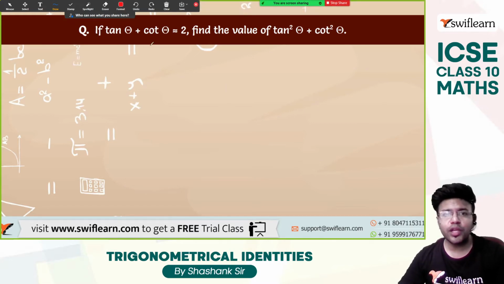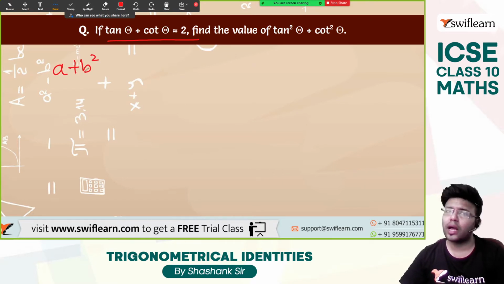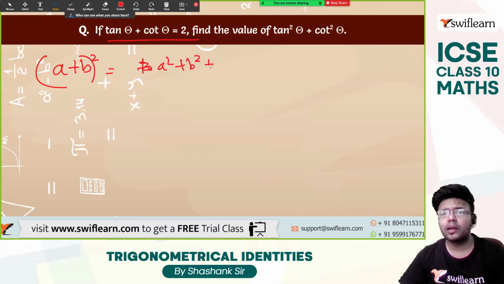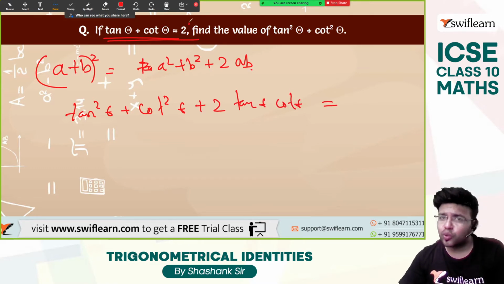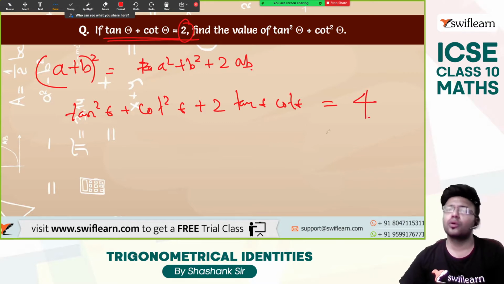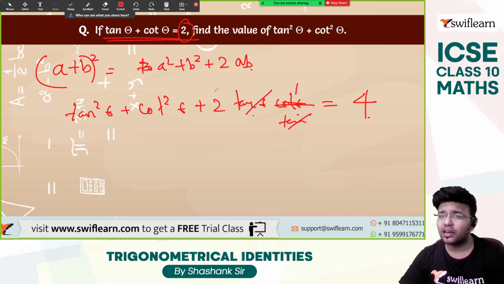Okay, so using the formula (a + b) whole square is equal to a square plus b square plus 2ab, (tan theta + cot theta) whole square will give us tan square theta plus cot square theta plus 2 times tan theta into cot theta, which is equal to 2. So 2 square is 4. We know cot theta is the inverse of tan theta, which we can write as 1 by tan theta. So this cancels, and we are left with 2.